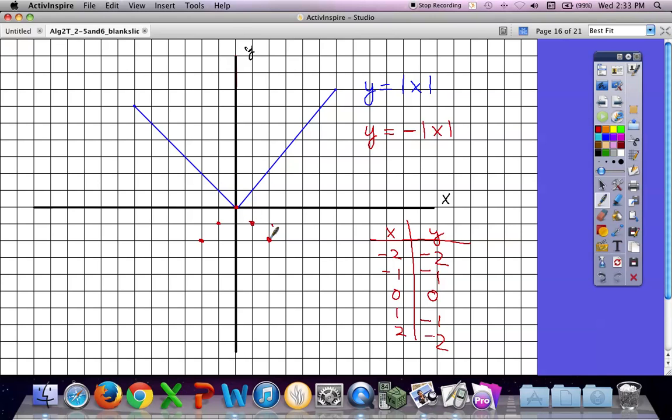So what does it look like it did to the V? It flipped it upside down, right? So now our V is opening down. So when it's a positive absolute value, it opens up. When it's a negative absolute value, it opens down.